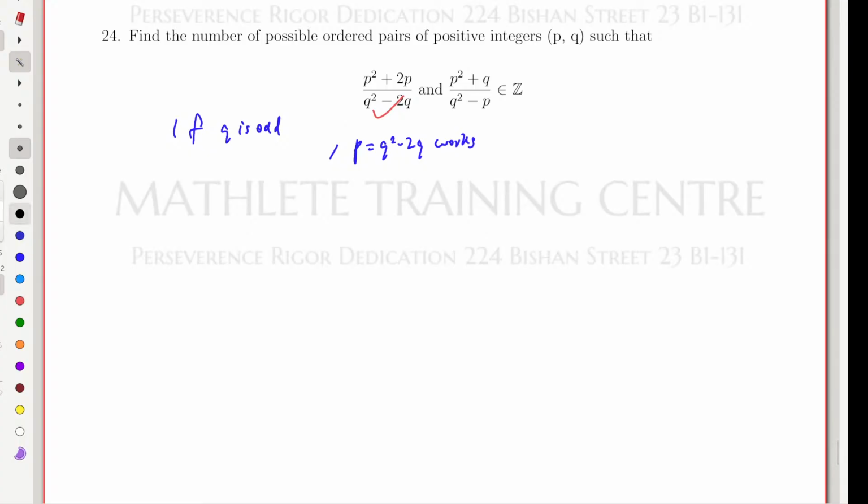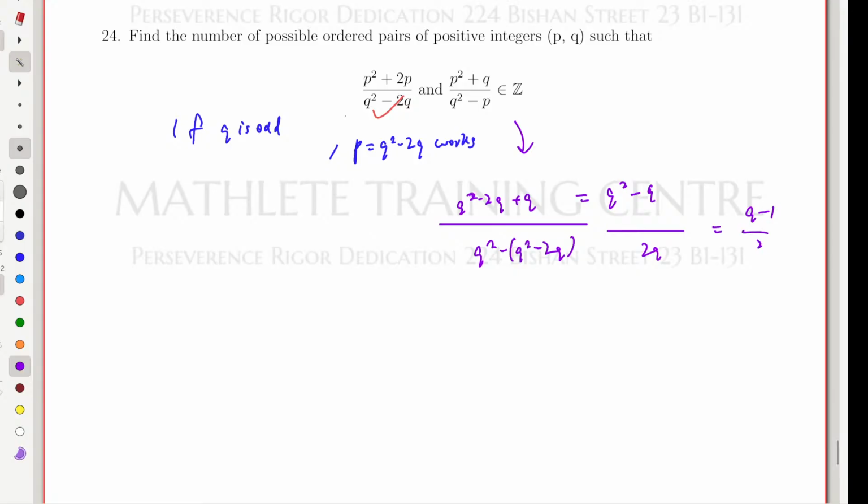Let me just check the second one. The second one here will be looking like q squared minus 2q in the bottom. Then you have q squared minus 2q plus q. So this is a q squared minus q on top, right? And then there's a 2q below. But then what that is just q minus 1 over 2. So as long as q is odd, this will be an integer. So there's infinitely many.